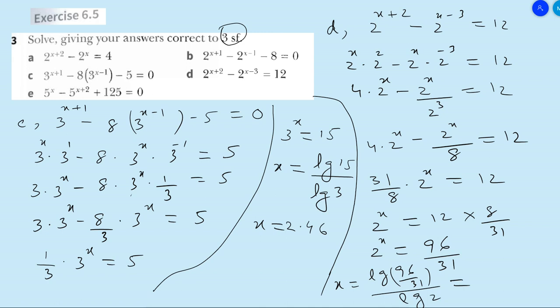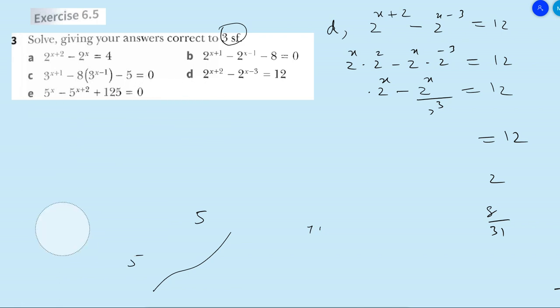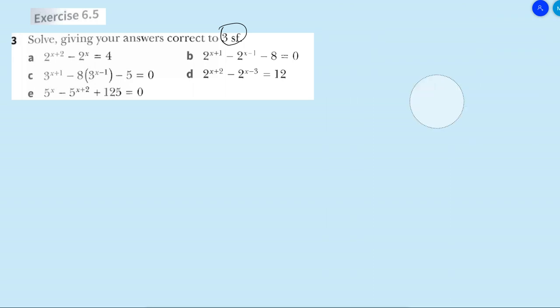Now, with the help of a calculator, find log of 96 upon 31 divided by log 2. Answer is 1.63. So this is the answer of part D. Now come to part E. This is the last part of question number 3.